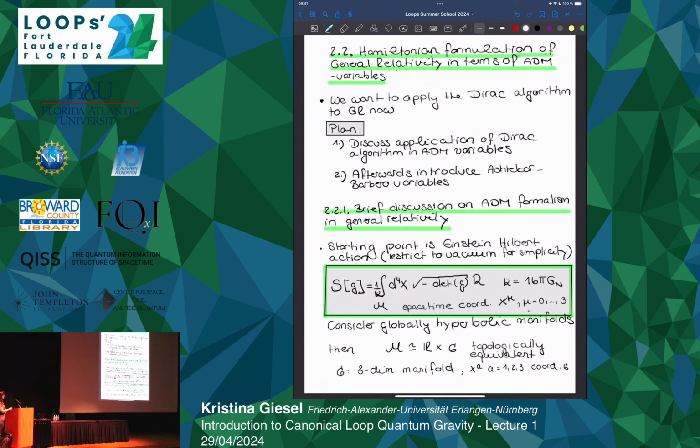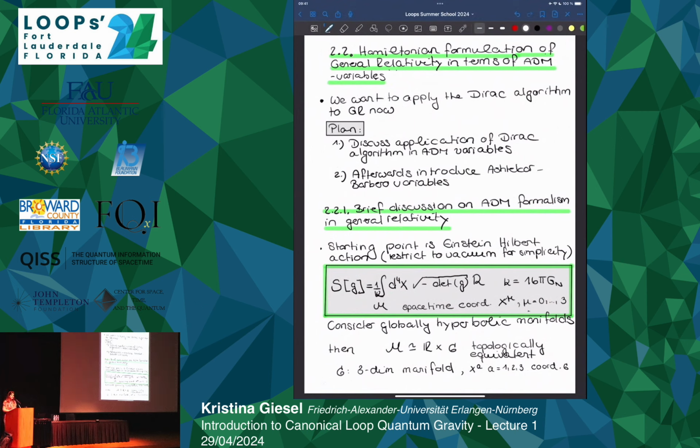Okay, and as before in classical mechanics, the starting point is some action. Here we take the Einstein-Hilbert action, which is a functional of the metric. We integrate over some manifold M. We have a coupling constant 1 over kappa, which I took to be 16 pi G. We have the Ricci scalar, and we have the determinant of our metric. So I assume space-time is 4-dimensional, so the coordinates here are x^mu, and mu runs from 0 to 3.